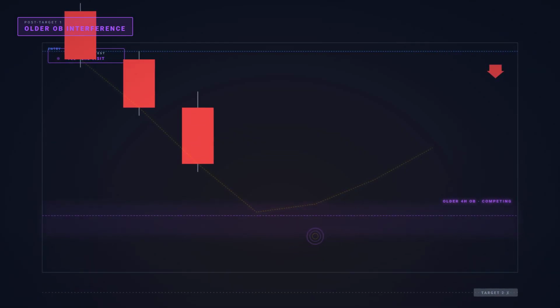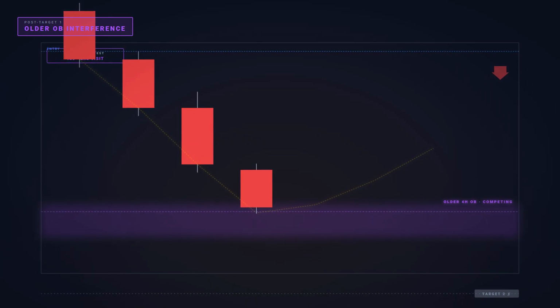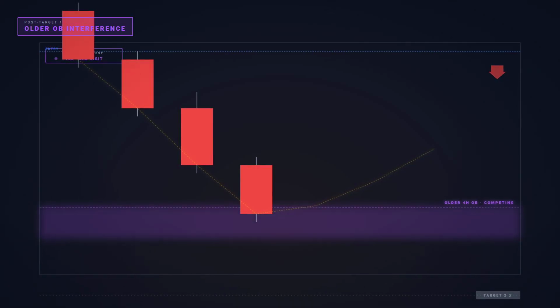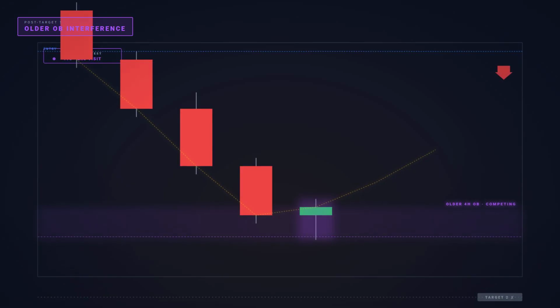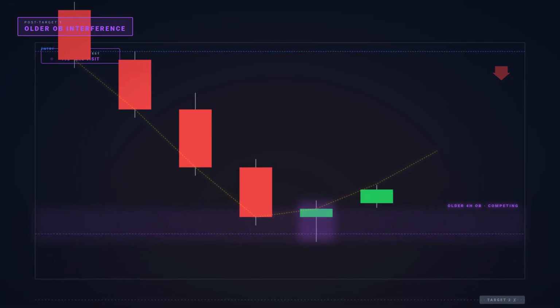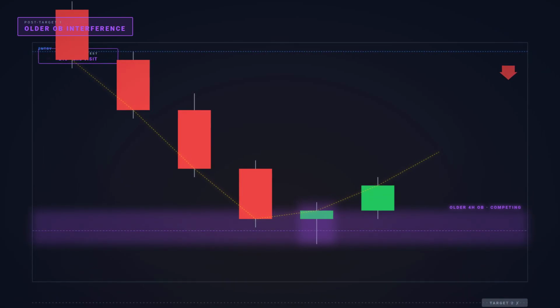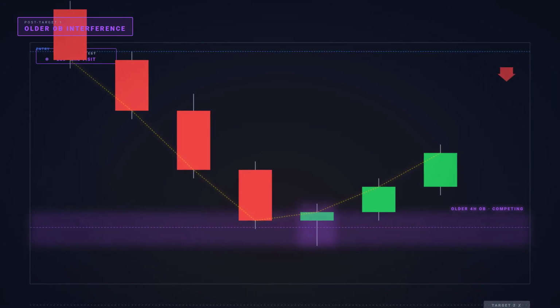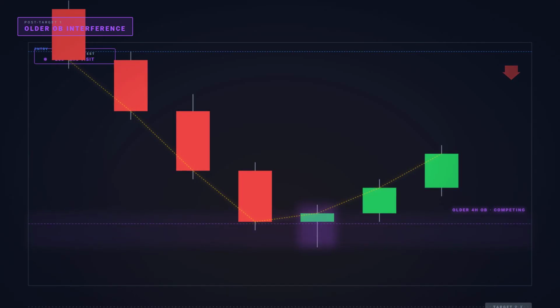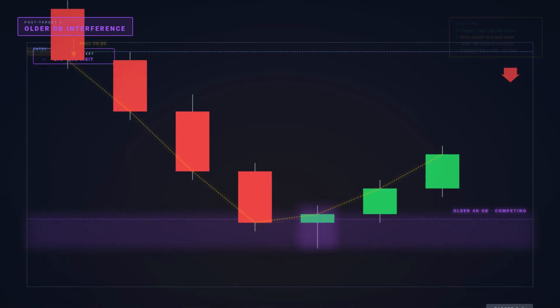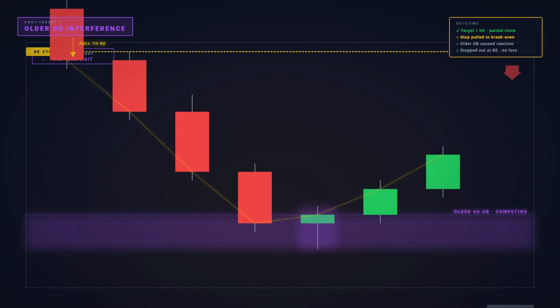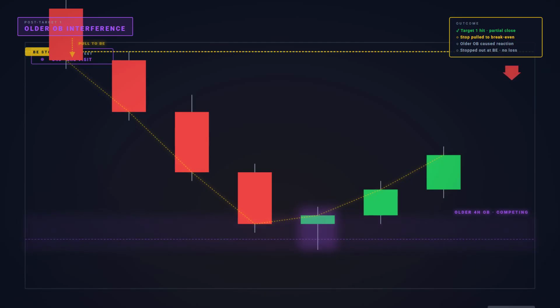Not dramatically, but enough. A single 4-hour candle closed bullishly from inside the zone. Then another. The bearish momentum faded. The correction from that zone pushed up high enough to sweep the stop on the remaining bearish position, which had been moved to break even after the first target. The trade exited at break even, not a loss, but not the second target either.